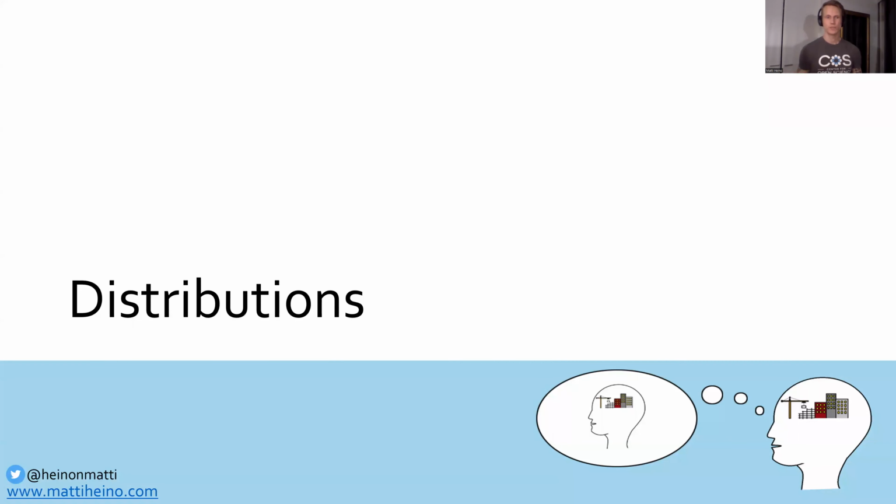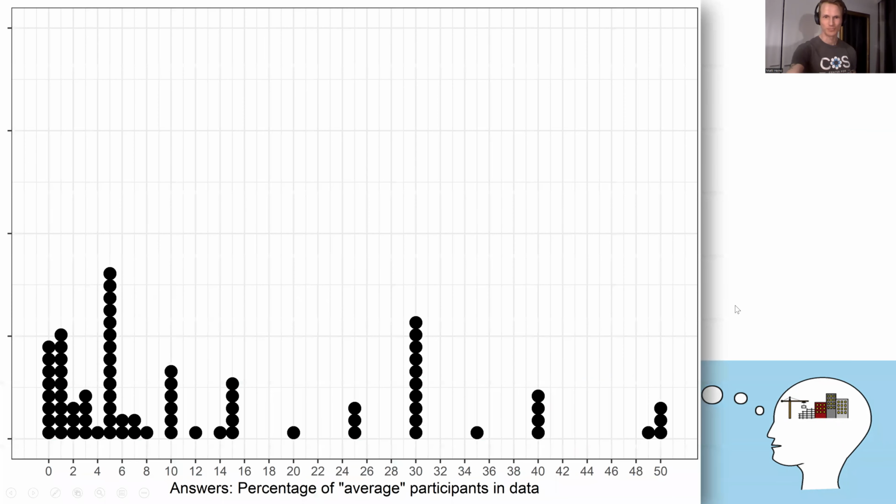So for those cases where we have a lot of data, what we need to do is present the distribution of the data. And I will go through what a distribution is first, so that everyone is on board. So this is one type of distribution.